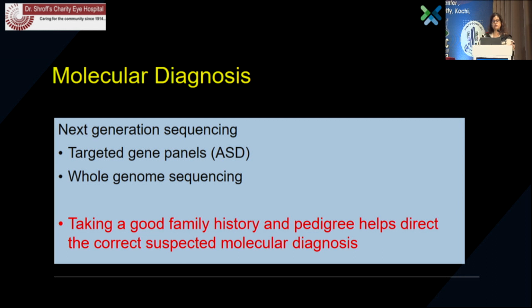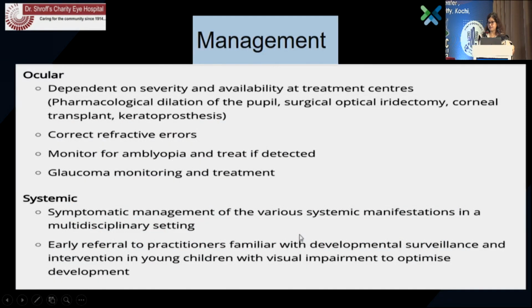The molecular diagnosis again is important, although it doesn't decide the treatment. The management will remain the same, but it's important that you know about the genes, which is useful. I'm going to ask Sushmita in which cases you order genetic testing. Also, taking a good family history and pedigree helps direct the correct suspected molecular diagnosis. Pedigree testing is very, very important, where you will know whether it is autosomal dominant or autosomal recessive inheritance, and you can even screen the parents.